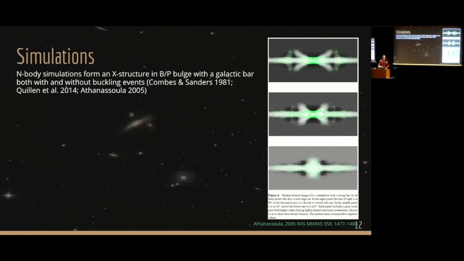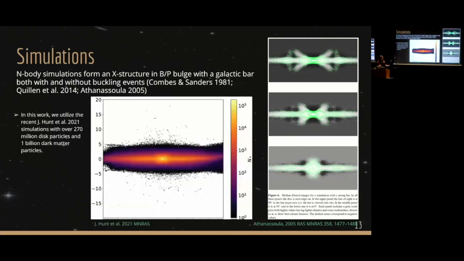And then we see them pop up in simulations as well of disk galaxies. So the simulation specifically that I worked with for the last couple of weeks is the simulation by Jason Hunt in this room, with many of his collaborators who are also in this room and out of this room. This is a 270 million disk particle, 1 billion dark matter particle simulation.